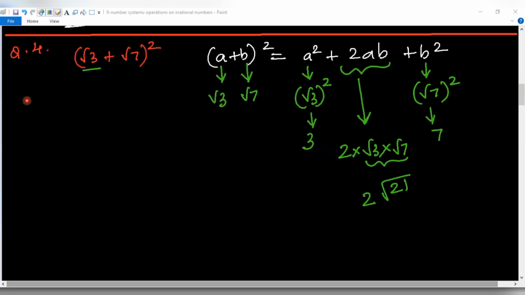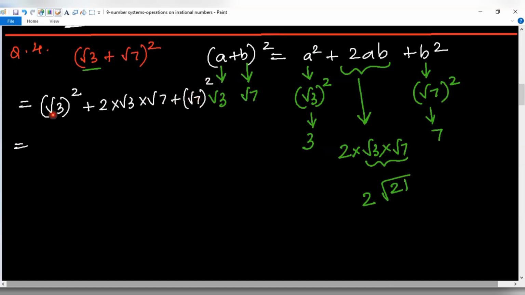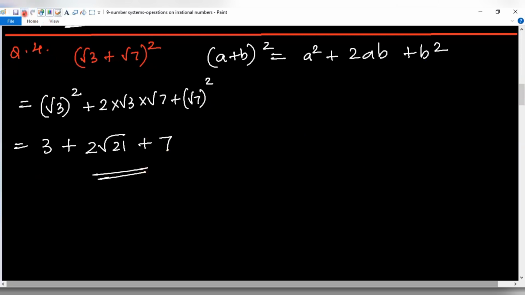So let us apply all these things here. We are just applying the identity. First one is a square plus 2ab plus b square. In place of a square, we have root 3 the whole square, plus 2 into root 3 into root 7, plus root 7 the whole square. Root 3 the whole square is 3. Now 2 into root 3 into root 7 is 2 root 21. And root 7 the whole square is 7. Okay, so this is the final answer. See, one more thing we can do. 3 and 7 are there, both are numbers we can combine. So 10 plus 2 root 21 is our final answer.